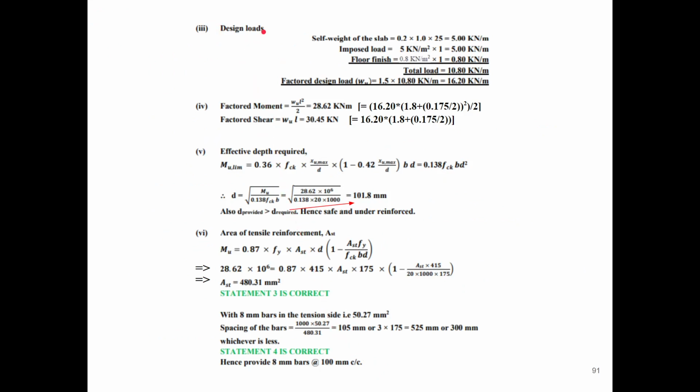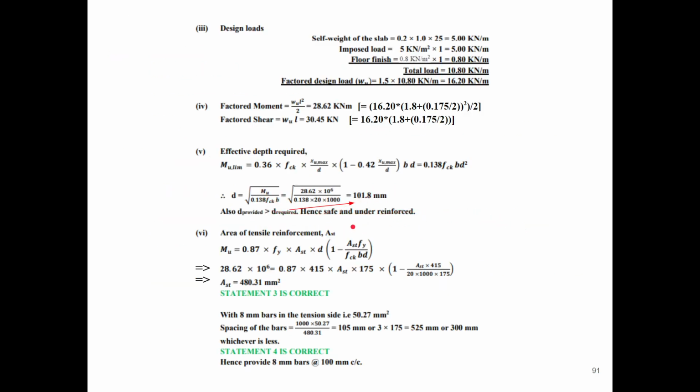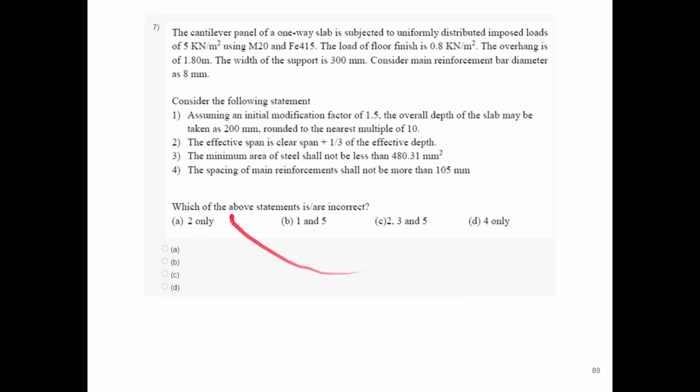Third statement. So for the third statement, let us see. Design load: self weight of slab 5 kilonewton per meter, imposed load 5, floor finish 0.8. So total load will be 10.8. Factored design load will be 1.5 into 10.8, which is 16.2, right? So factored moment will be 28.62 kilonewton meter. Factored shear is 30.45 kilonewton. So effective depth required will be 101.8 millimeter. We have provided 176 or 175. So 175 is more than 101, so it is safe and under reinforced. So area of tensile reinforcement will be 480.31 square using this formula. So yes, it is correct.